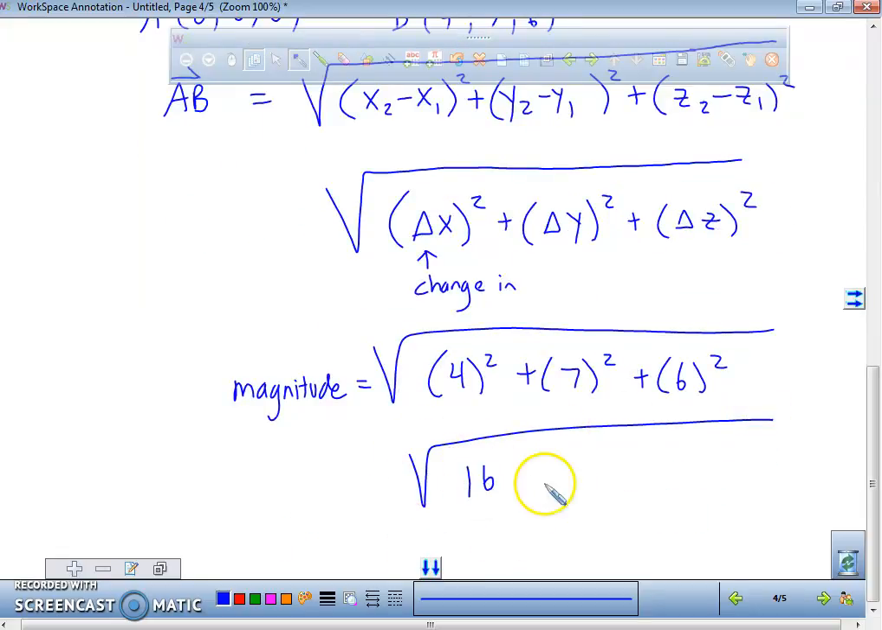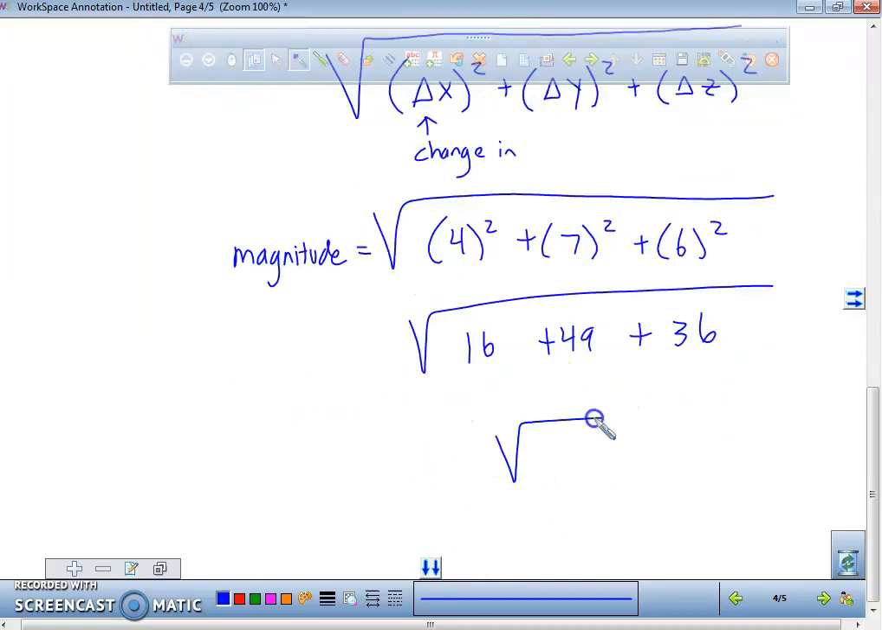So we've got 16 plus 49 plus 36. When you add 16 plus 49 plus 36, it's going to get us a total of, I believe, 101. Yep, 101. Now, that's approximately equal to 10.0 something, but if you round it to 10.1, so it has a magnitude of 10.1.